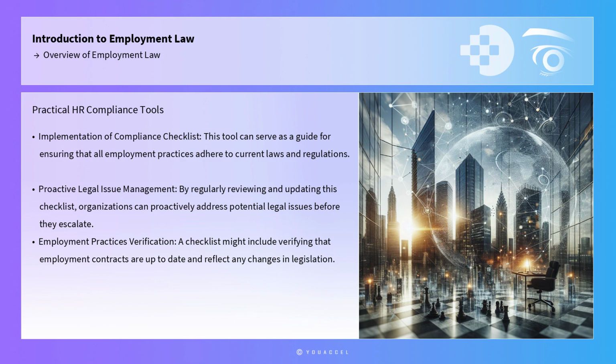One of the practical tools HR leaders can utilize is the implementation of a compliance checklist. This tool can serve as a guide for ensuring that all employment practices adhere to current laws and regulations. By regularly reviewing and updating this checklist, organizations can proactively address potential legal issues before they escalate. For instance, a compliance checklist might include verifying that employment contracts are up to date and reflect any changes in legislation, ensuring that job descriptions are free from discriminatory language, and confirming that employee handbooks are consistent with current labor laws.